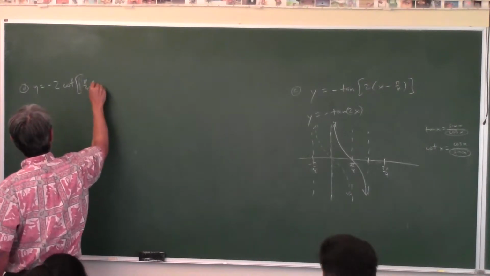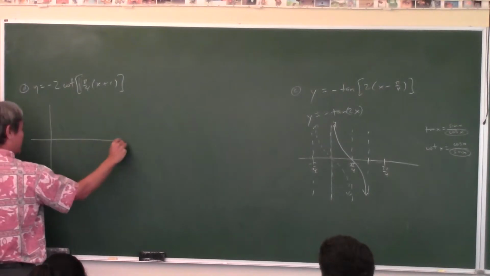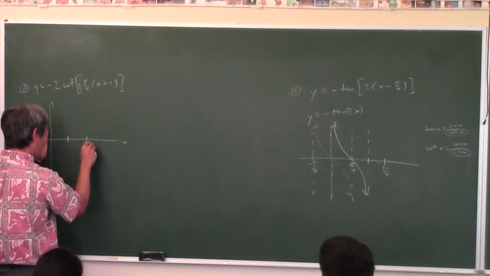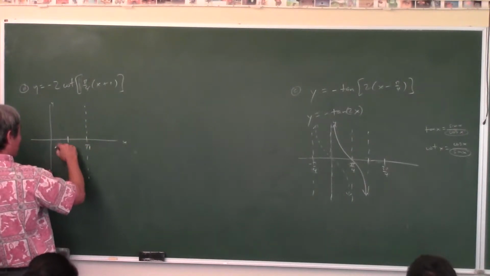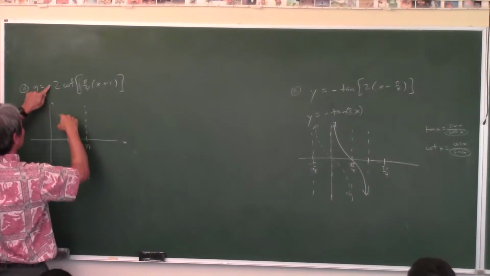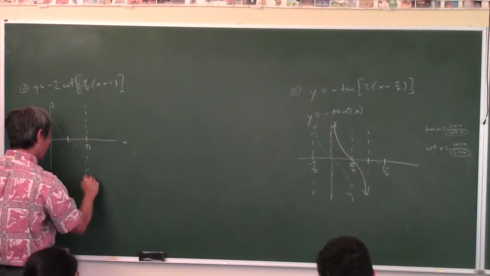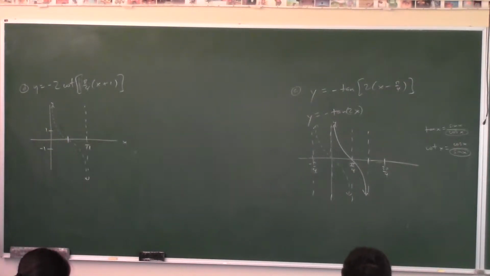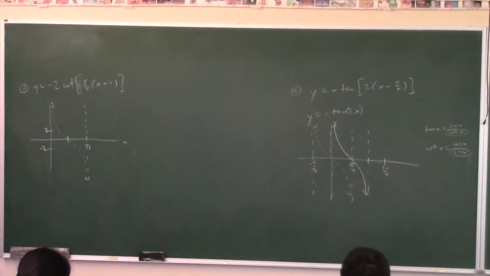Pi over 4, x plus 1. Okay, so cotangent, like we just talked about, the asymptotes are at 0 and pi. Like that. And cotangent goes up, but this is negative, so it goes down like this. And then you have 1 and negative 1. Okay, that multiplies the x's by 2, I mean the y's by 2, sorry.